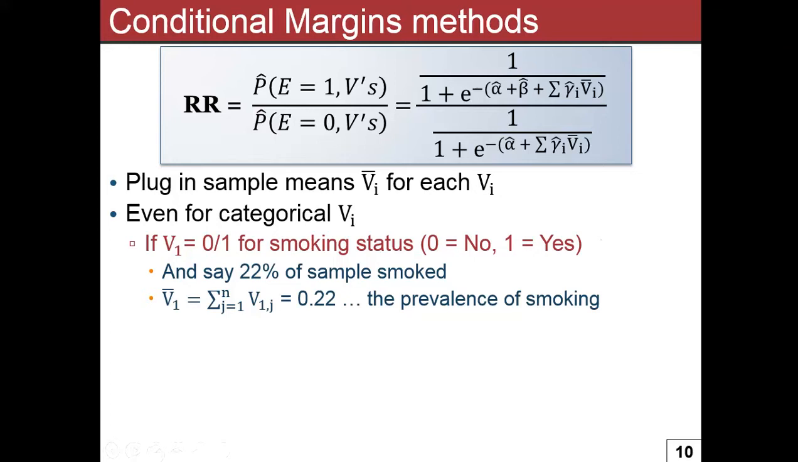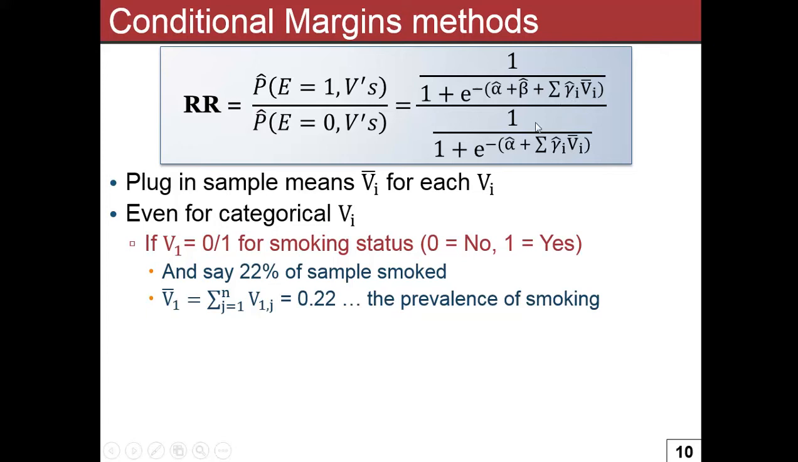So here's the idea, right? We're going to compute this thing. We're going to plug in the sample means. The weird thing is that, as we've dealt with, the V's are often categorical. Right, 0, 1, smoking, not smoking, or whatever. So if 22% of the sample smokes, then the mean of that is 0.22, right? 22% of the data is going to have a 1. The other 78% is going to have a 0. So the mean of that column of zeros and ones is going to be 0.22. That makes kind of sense because 0.22 is the prevalence of smoking.